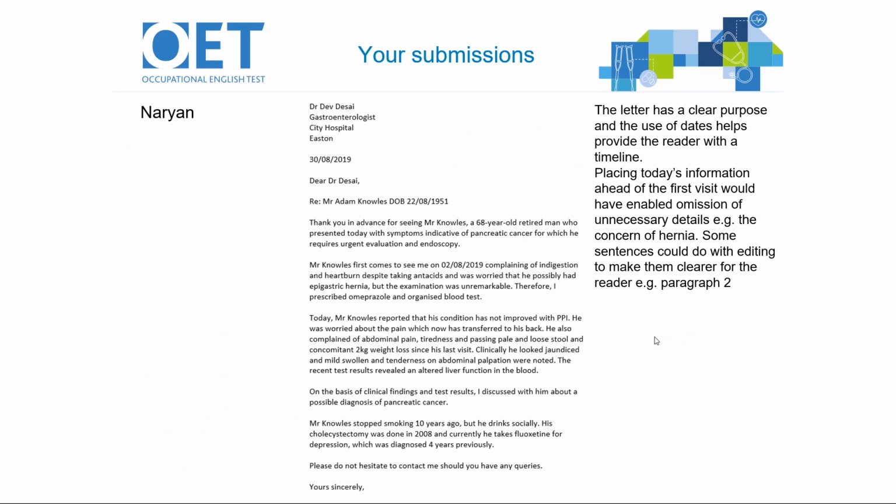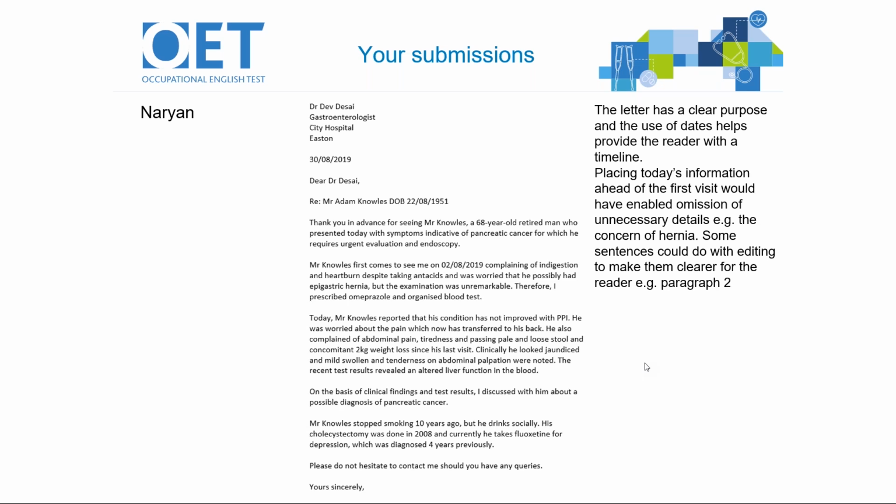Narayan's letter is next. Again, we've got a nice clear purpose to this letter, and the use of dates, particularly the actual dates, helps provide the reader with a clear timeline. Perhaps by placing today's information ahead of the first visit would then have enabled some of that unnecessary detail to have been omitted. For example, the patient's concern that they have a hernia. That could have been solved by putting today ahead of the first visit, because the hernia concerns are obviously now superseded.